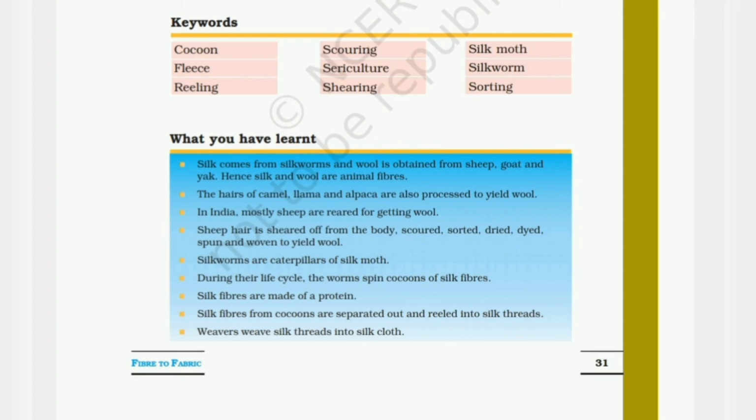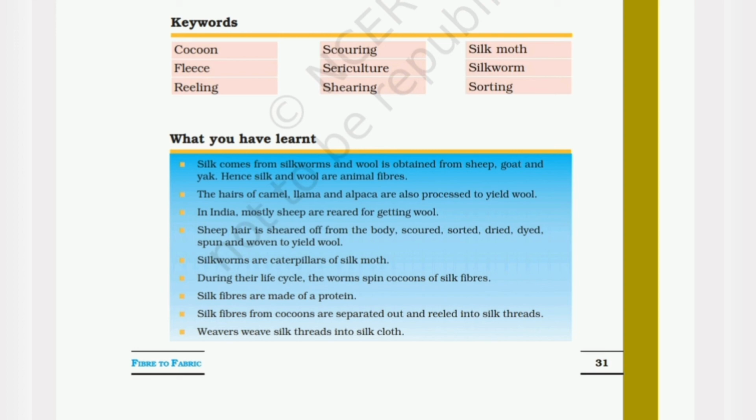Silk comes from silkworms and wool is obtained from sheep, goat and yak. Silk and wool are animal fibers. The hairs of camel, llama and alpaca are also processed to yield wool. In India, mostly sheep are reared for getting wool. Sheep hair is sheared off from the body, scoured, sorted, dried, dyed, spun and woven to yield wool.